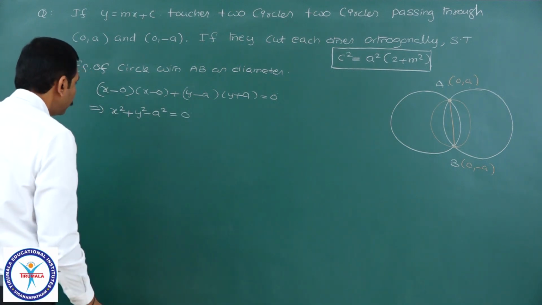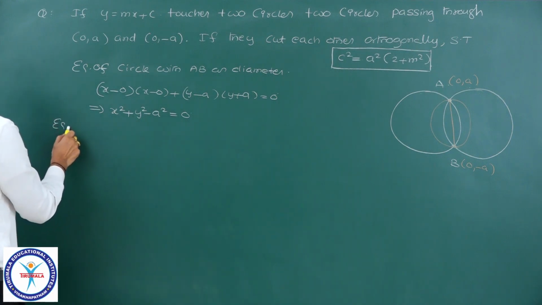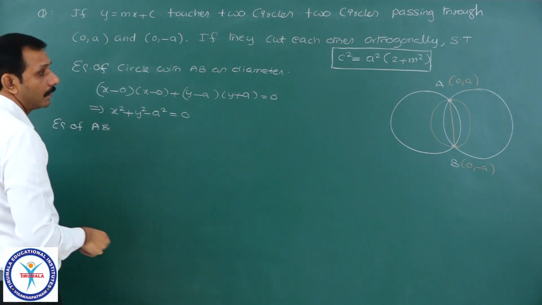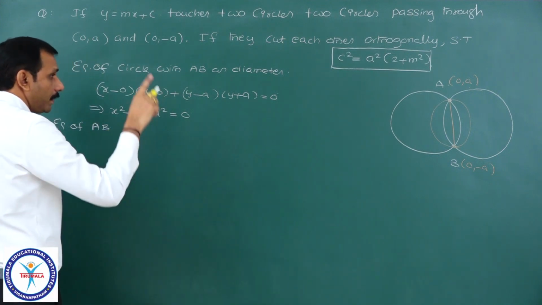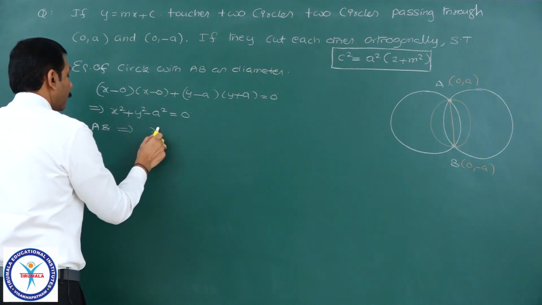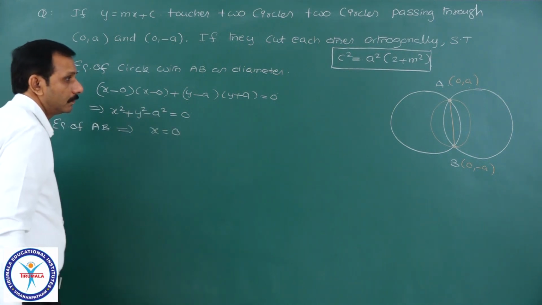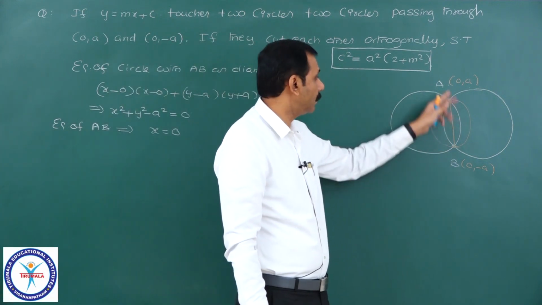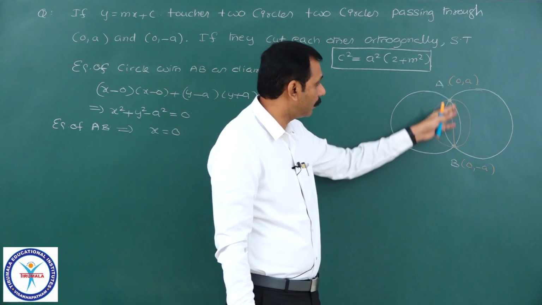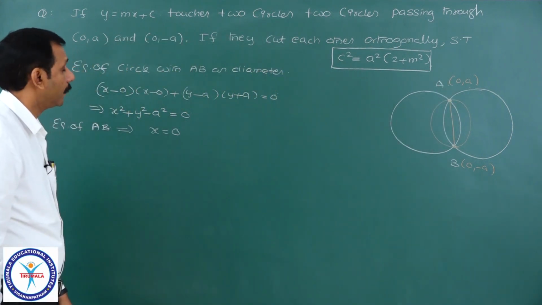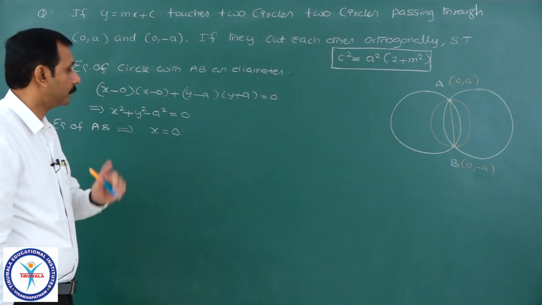Next, the equation of AB. Line AB, 0 comma a, 0 comma minus a, means it is on the y axis. It is on the y axis means x equal to 0. Passing through 0 comma a, 0 comma minus a means it is the y axis. What are the coordinates? The equation of the y axis is x equal to 0.